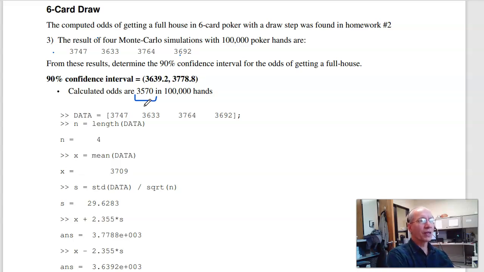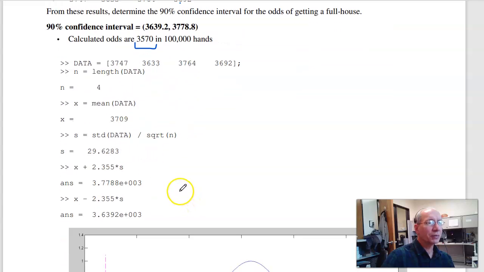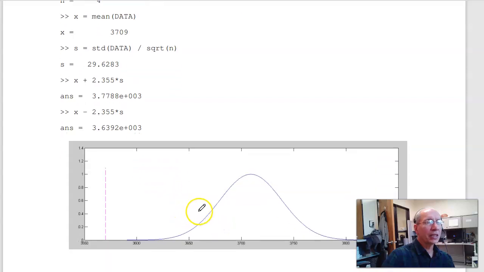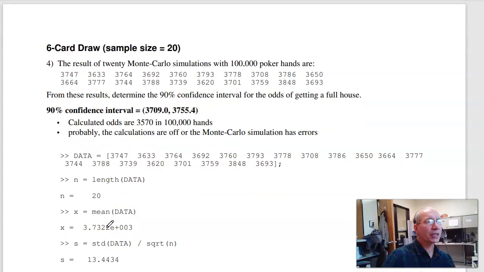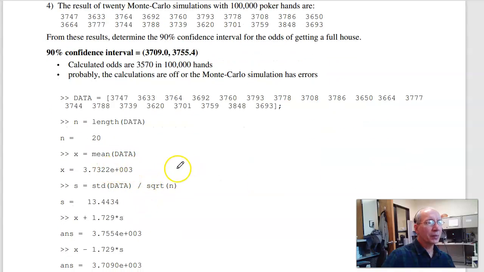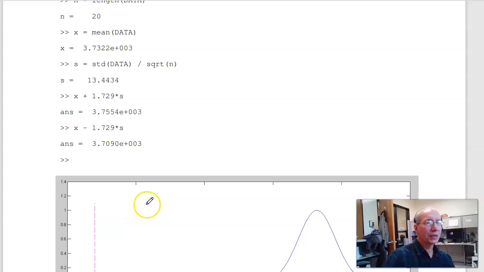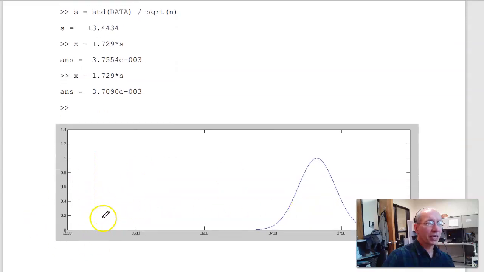Anyway, if I have these numbers right here, what is the confidence interval? To do that, do the same procedures as before. Here's my data, find the mean, standard deviation, get my confidence interval. It says based on data, that's the probability of a full house. And it doesn't really match up with calculations. If I have a larger sample size, repeat, I get the mean, standard deviation, and it still doesn't really match up with calculations.